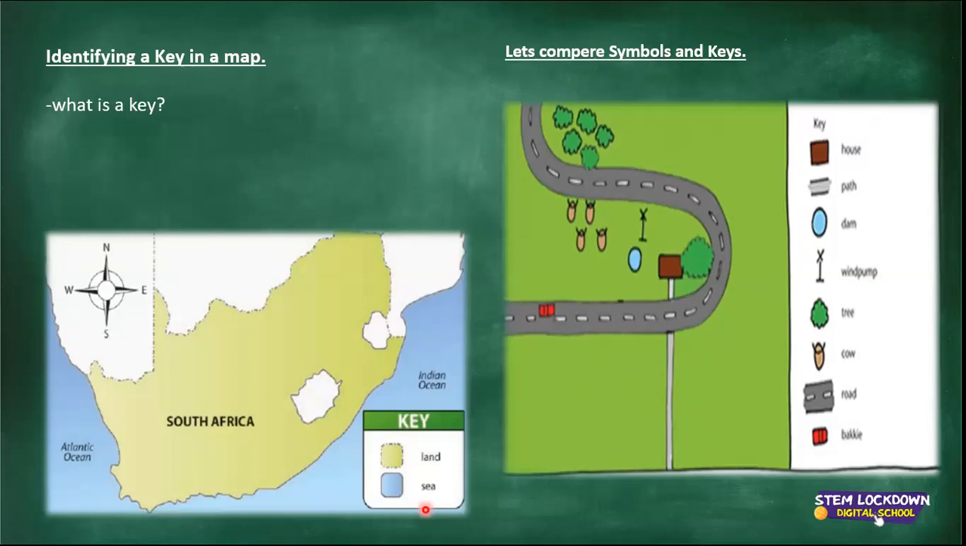As you can see, the green box here portrays the land of South Africa. And the blue box here portrays the sea, which is here. As you can see, I'm pointing at the sea. Let's move forward. Thank you, Zoe.